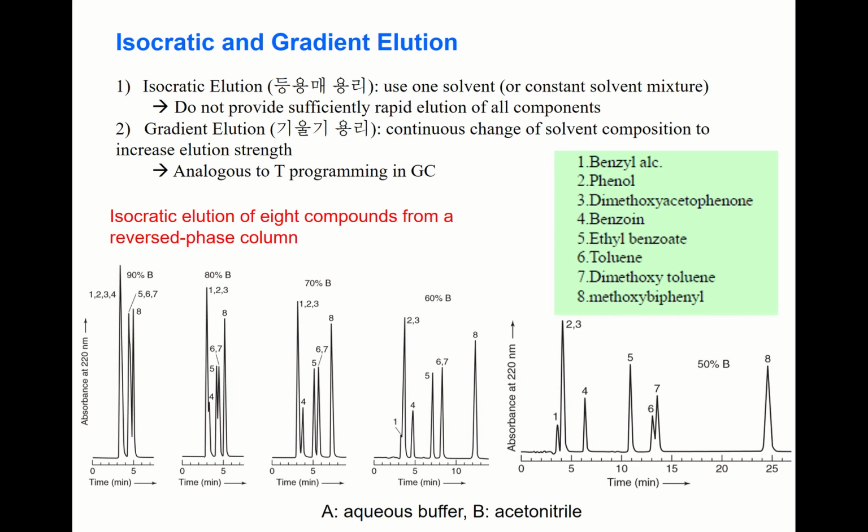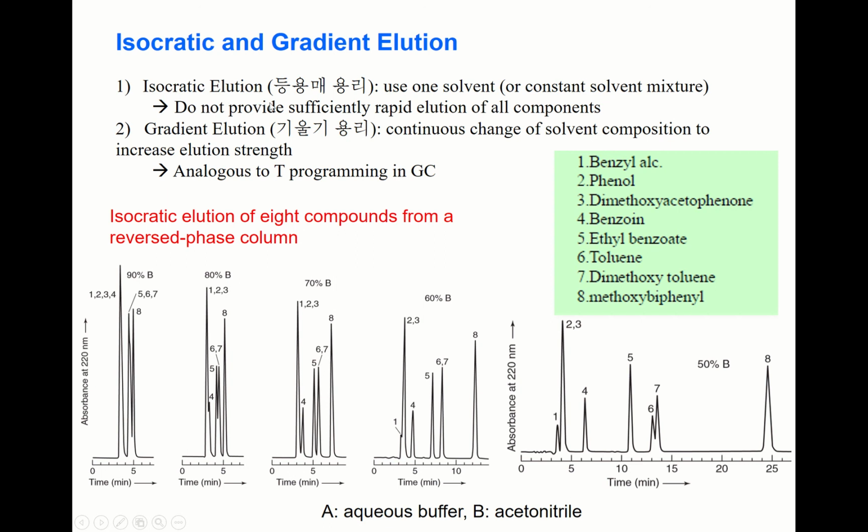Yeah, next topic is isocratic and gradient elution. Elution means that we use solvent as a mobile phase to carry the solute through the column, right? That process is called elution. But elution can be done as isocratic or gradient elution.